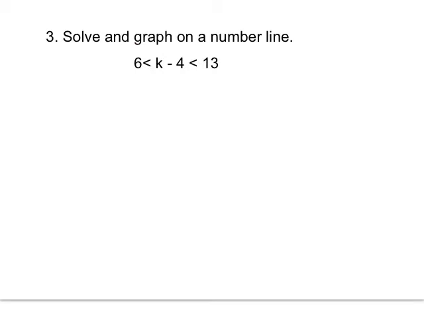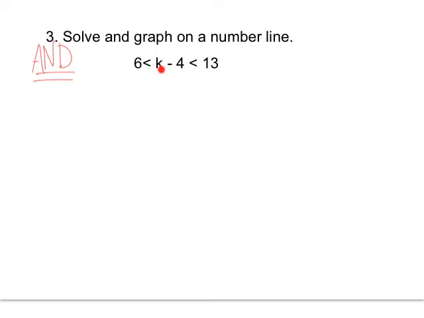The next problem on the worksheet is problem 3. The directions say solve each compound inequality and graph your solutions on a number line. So that's what I'm going to do here. I'll solve and graph on a number line. I notice I've got a compound inequality that doesn't have a word, so I know that this is an and problem, which means I'm looking for an intersection or an overlap. My method to solve is to try to get k isolated in the middle.